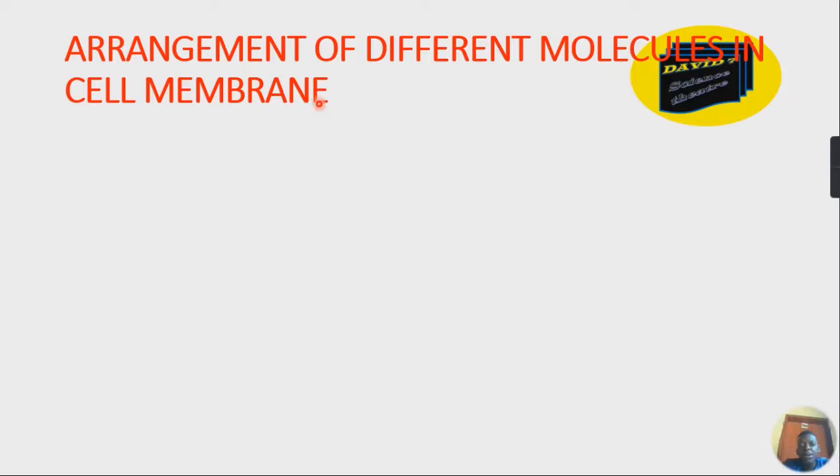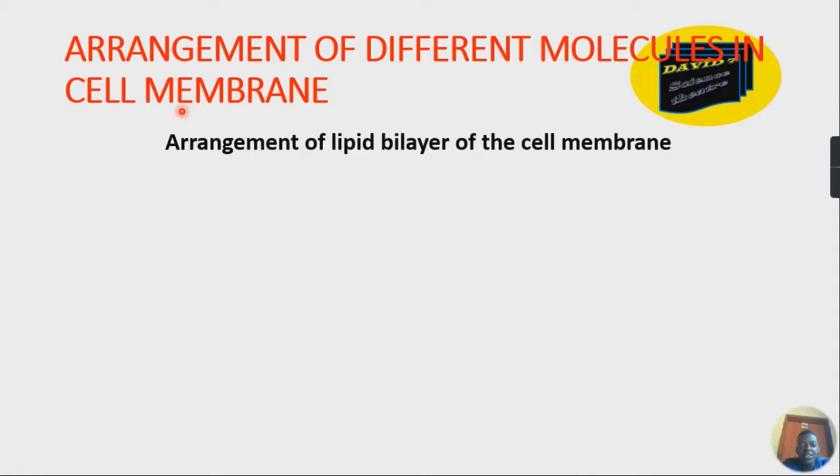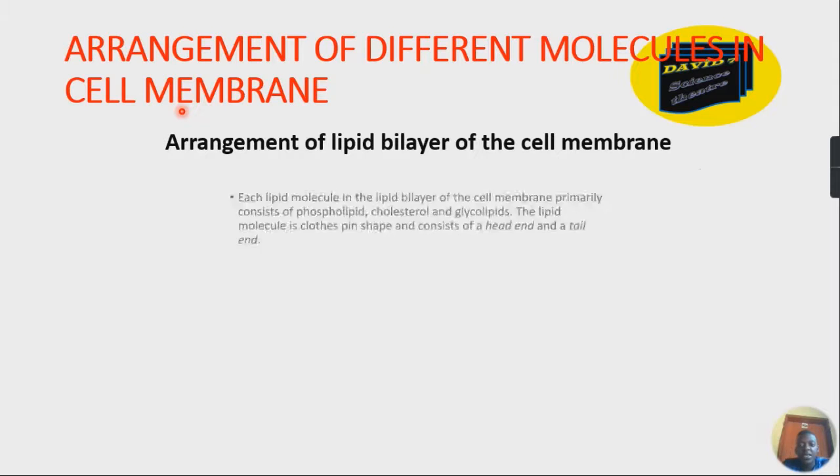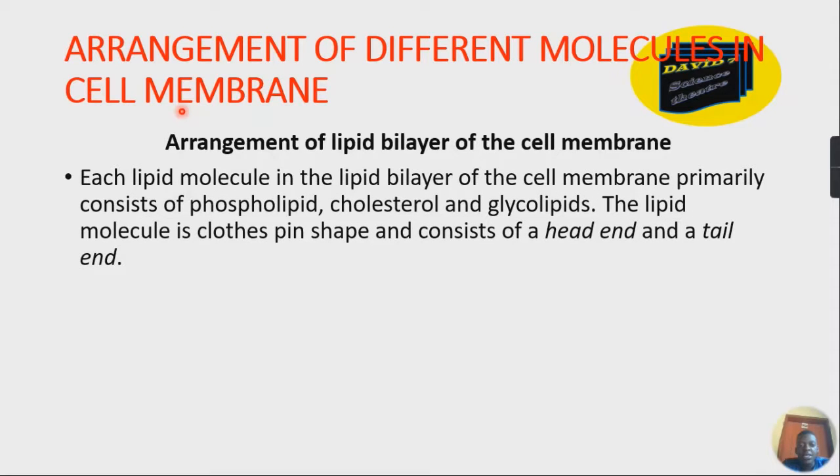So we're gonna look at the arrangement of different molecules in the cell membrane. Several molecules are arranged differently within the cell membrane. As you can see, let's start with the arrangement of the lipid bilayer. The lipid molecules in the lipid bilayer of the cell membrane primarily consist of phospholipids, cholesterol, and glycolipids. Cholesterol has a couple of functions. Phospholipids are also important. The glycolipids are also important.